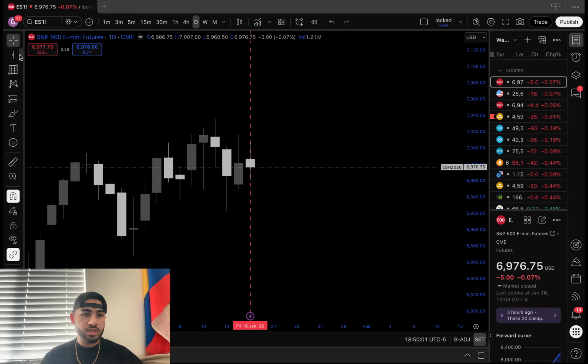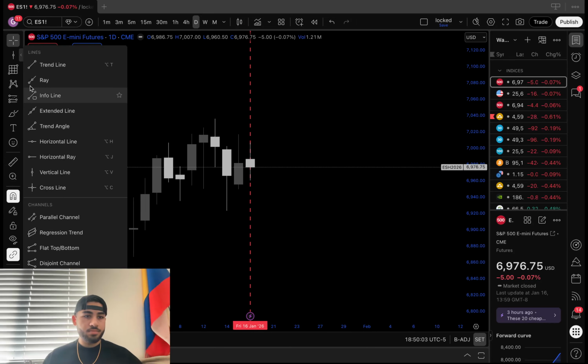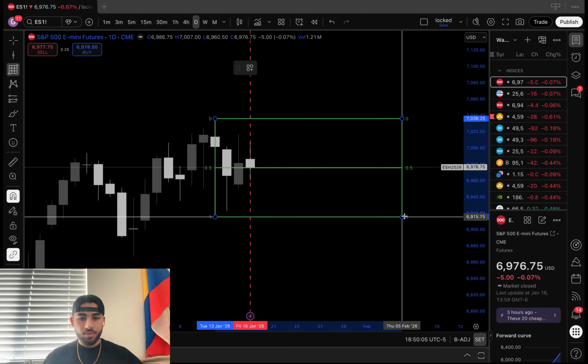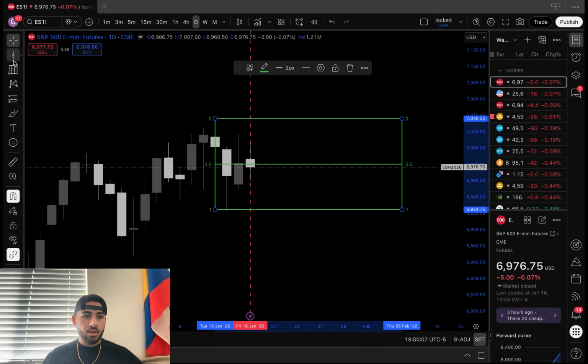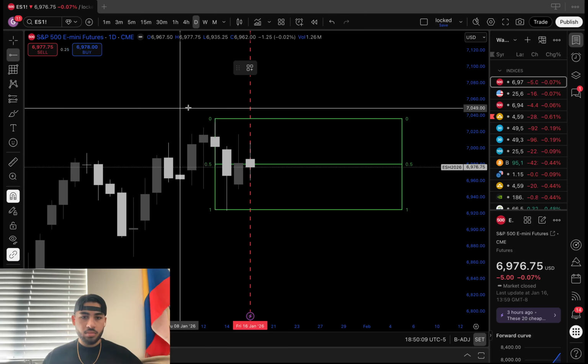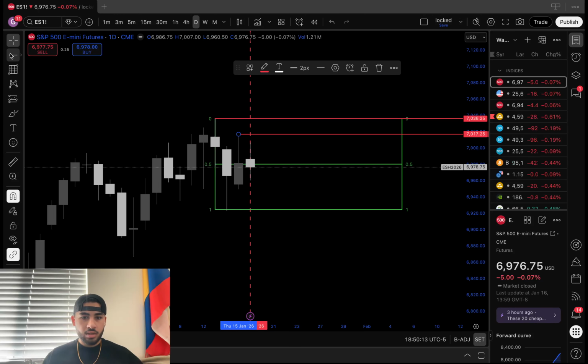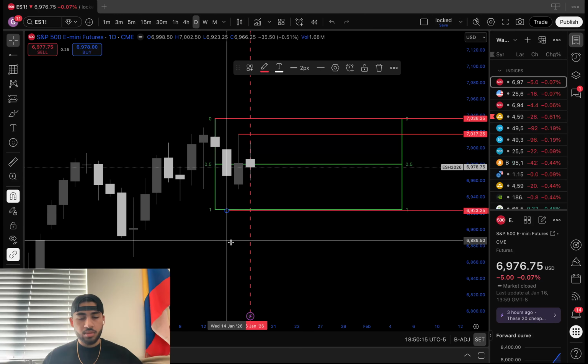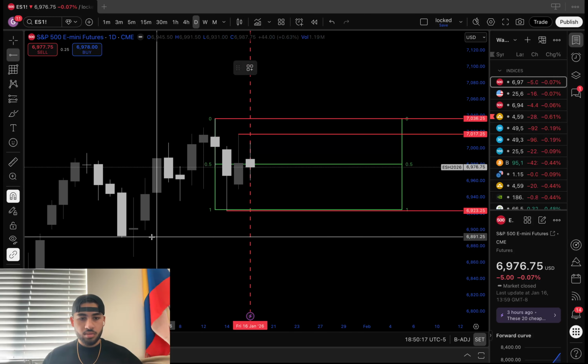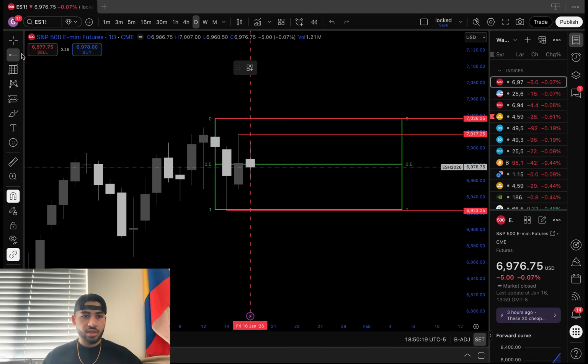Oh, so this is the recent day. So I'd mark out EQ right here. I'd mark out this side, I'd mark out this side, I'd mark out this low. That's good for the daily.